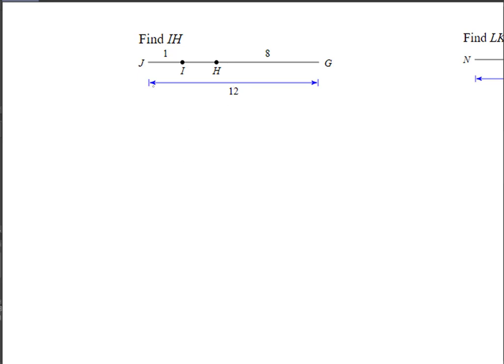So 12 is my whole now, right? Now, remember that the whole has to equal the sum of all the pieces. In other words, it's going to be JI plus IH plus HG. If I take all those distances and put them all together, it should equal 12, right? Well, the good news is they've given us a couple of these pieces. I'm just going to erase them and substitute them. Essentially, that's what I'm doing, right? 8, and this distance JI is 1. Once again, I'm just showing you these are different ways to tackle these problems.